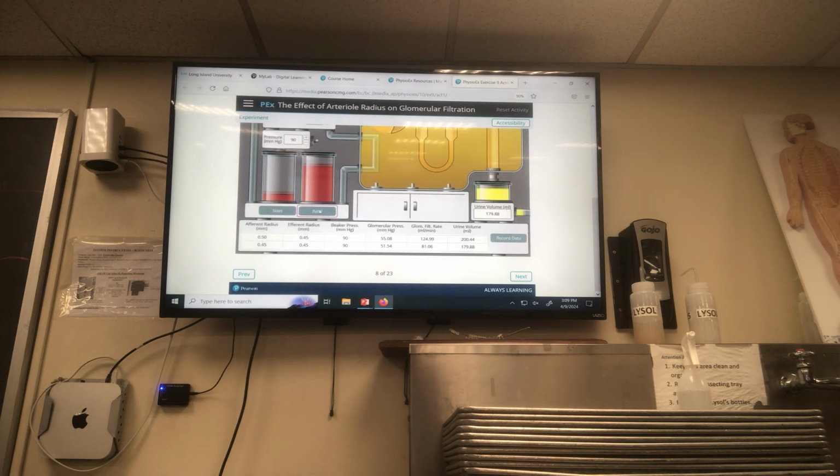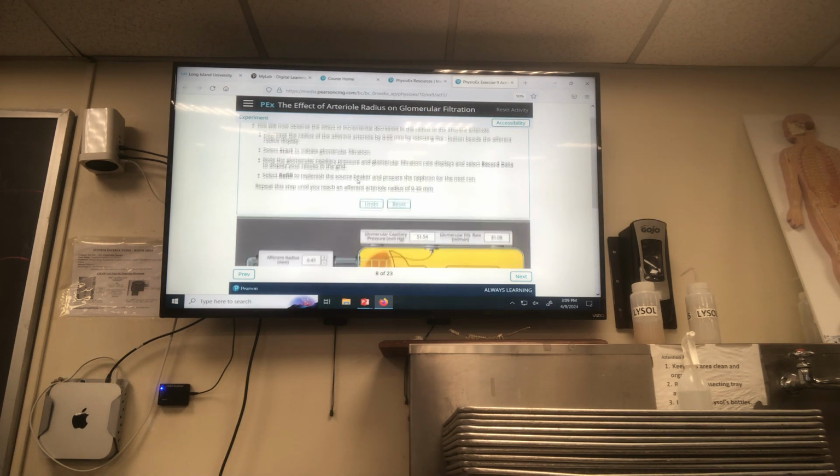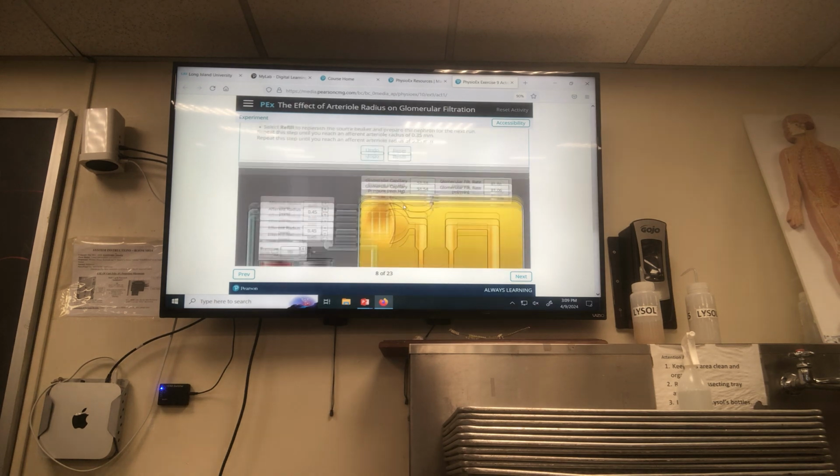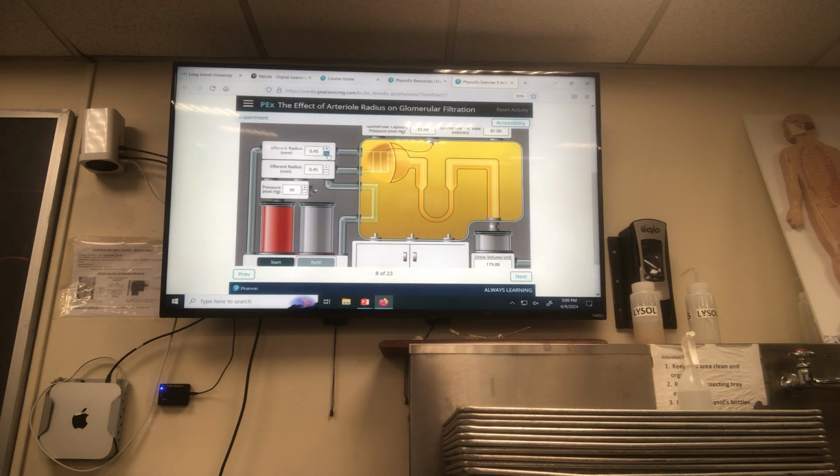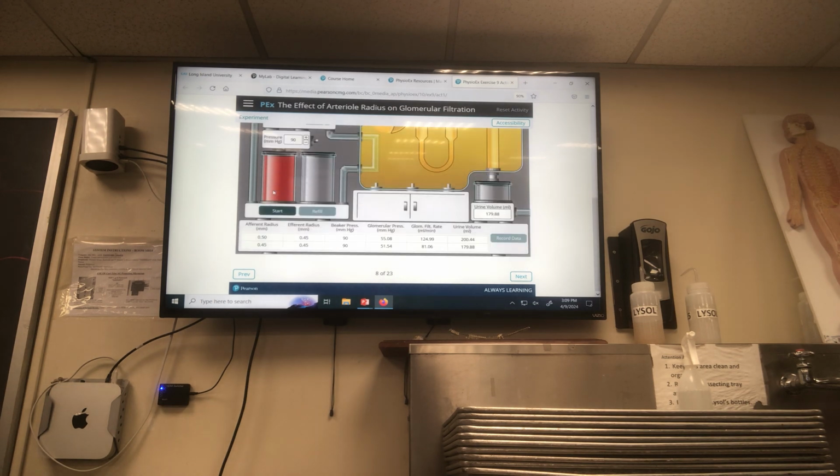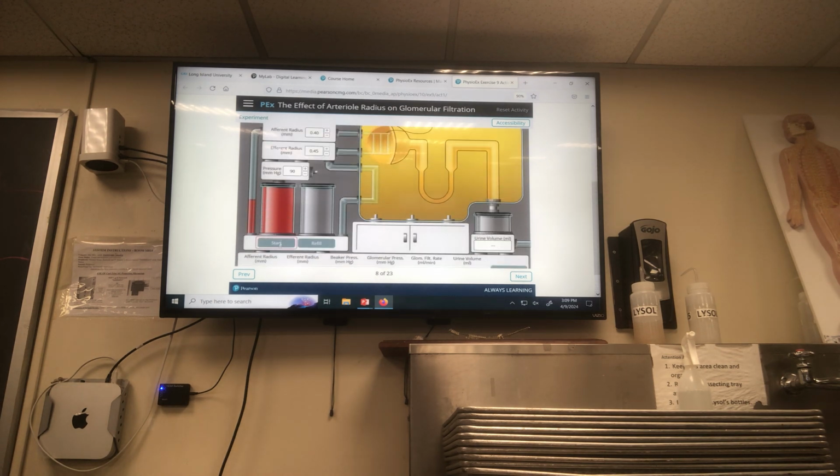Let's now refill. We're going to be doing this until we hit 0.35. So now let's go down one more. Press on the minus signal and let's click on the afferent radius. It is now going to be 0.4. Click on start.